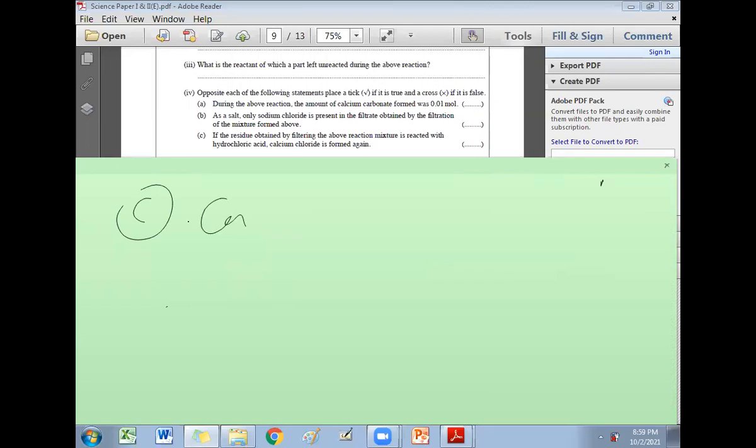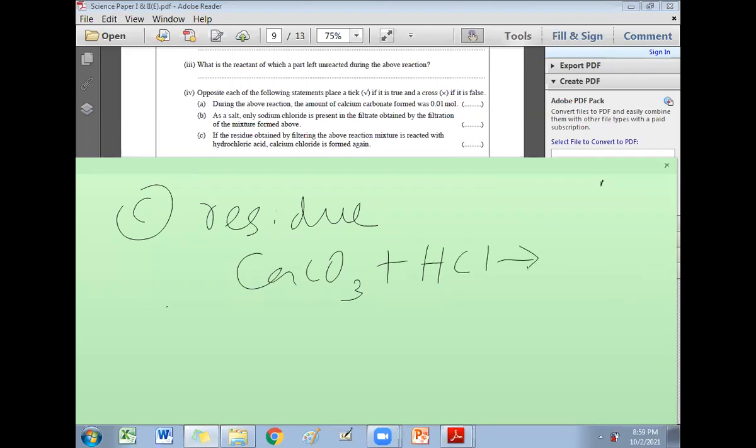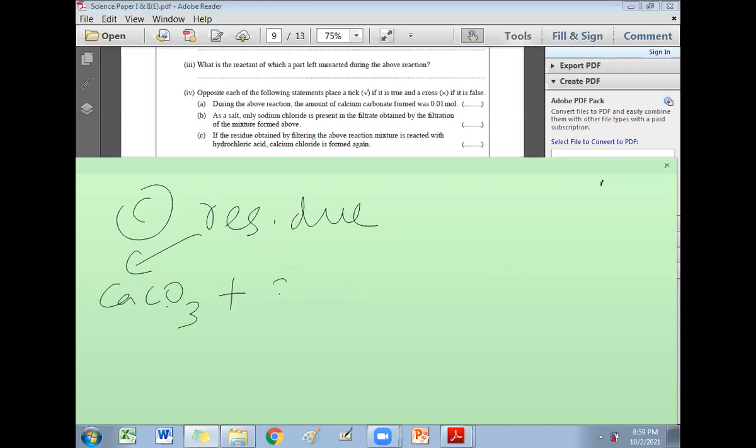If I again write residue obtained, what is the residue obtained? What is the residue which is left in the filter paper? Residue will be calcium carbonate. You react this with, look at the statement C, you react this with hydrochloric acid, HCl. Then when you react this with HCl, what is formed? Calcium chloride. Please try the reaction, everyone. You should know the balanced equation for this. It reacts with HCl and forms calcium chloride, carbon dioxide plus H2O.